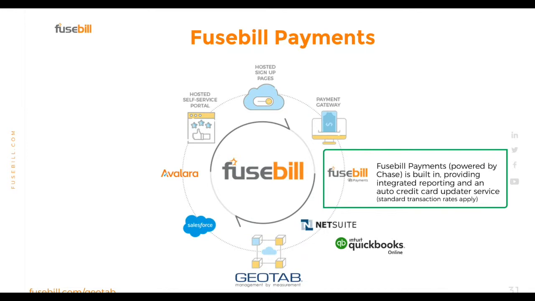Fusebill Payments is actually powered by Chase, and it allows you to bill by credit card and by ACH, just like it would if you're using another payment gateway that you might already be using or that you might have used in the past. It's completely integrated with Fusebill though, so the reporting integration between the payment gateway and Fusebill is a lot tighter. And it also comes prepackaged with a credit card updater service.